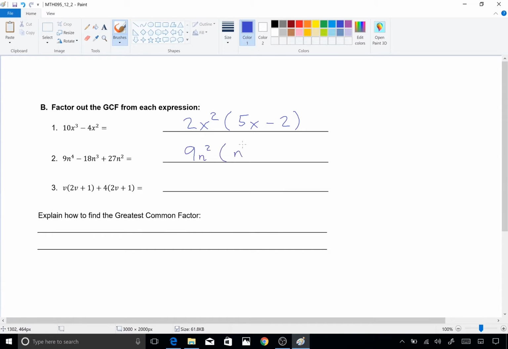And that gives me n squared minus 2n plus 3. This last one is in a somewhat different form. We have v times 2v plus 1 plus 4 times 2v plus 1. 2v plus 1 is the greatest common factor of this term and this term. I can factor out the 2v plus 1, and that leaves me with v plus 4.